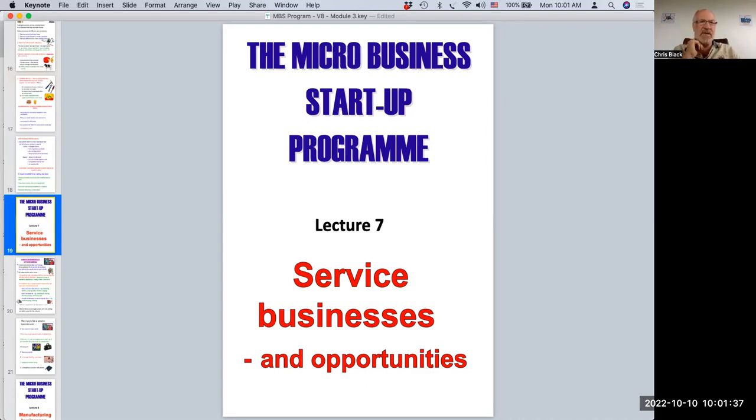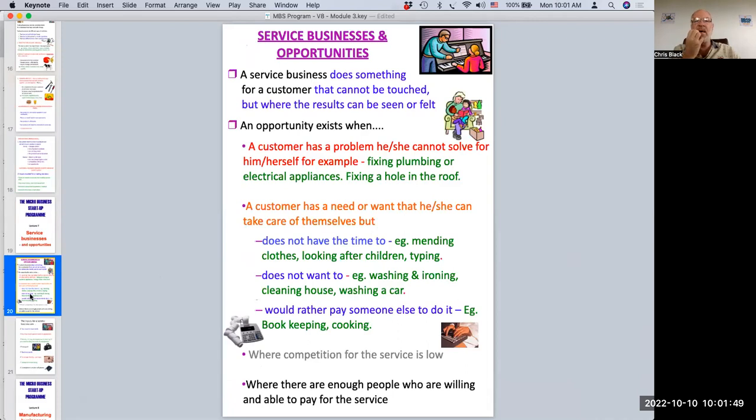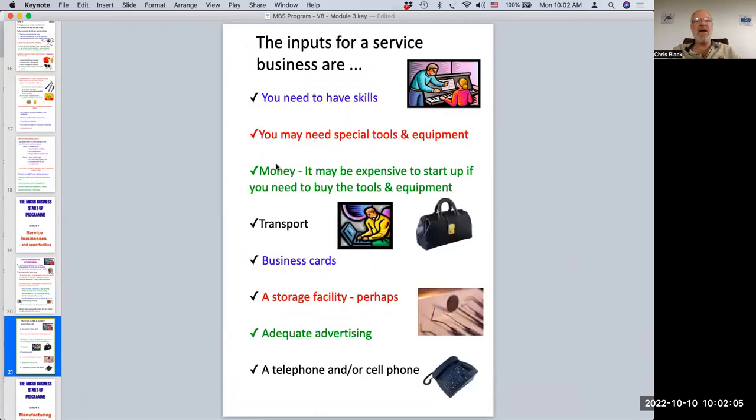So a service business exists when you are fixing a problem that people can't do themselves, or there's a need or want that people can fulfil, but they decide to use others, where competition is low and where there are enough people that are willing and able to pay. And then you need special skills, tools and equipment, money, transport, business cards, adequate advertising, telephone, storage. And so that's why they are slightly more difficult to run than a trading business.